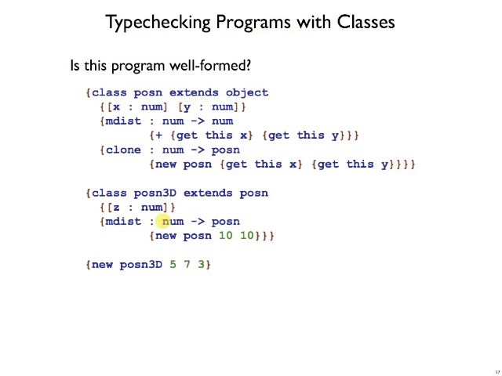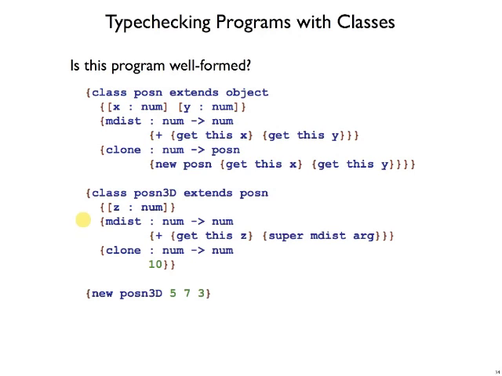What if I change it so that mdist returns new posin 1010? Locally, this is fine. Mdist takes a number and returns a posin, and this produces a posin. But the problem is, if I take this new posin and call mdist, it's different from taking a posin as opposed to a posin 3D. And we don't want to be able to change the result type of a method when we make a subclass, because as we'll see, someone using a posin 3D may think they just have a posin.